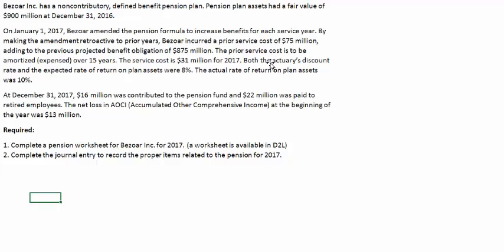The next item here, the actuary, the discount rate, and the expected rate of return were 8%. Now, this is very confusing. I think the book does a terrible job in explaining how this works. And we have an actual rate of return of 10%. Okay, hold on. So let's go back here.